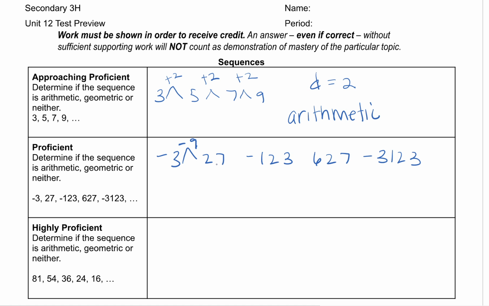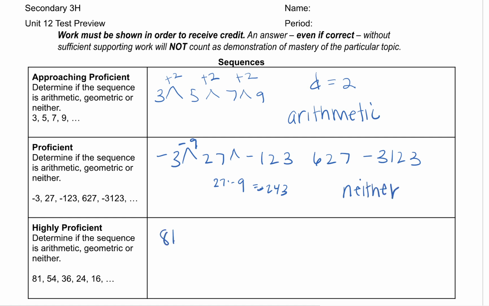Okay, so if I take 27 and I multiply by -9, then I'm going to get -243, which is not 123. So this is not the same number in between. So this is not arithmetic nor geometric. So we call this neither.